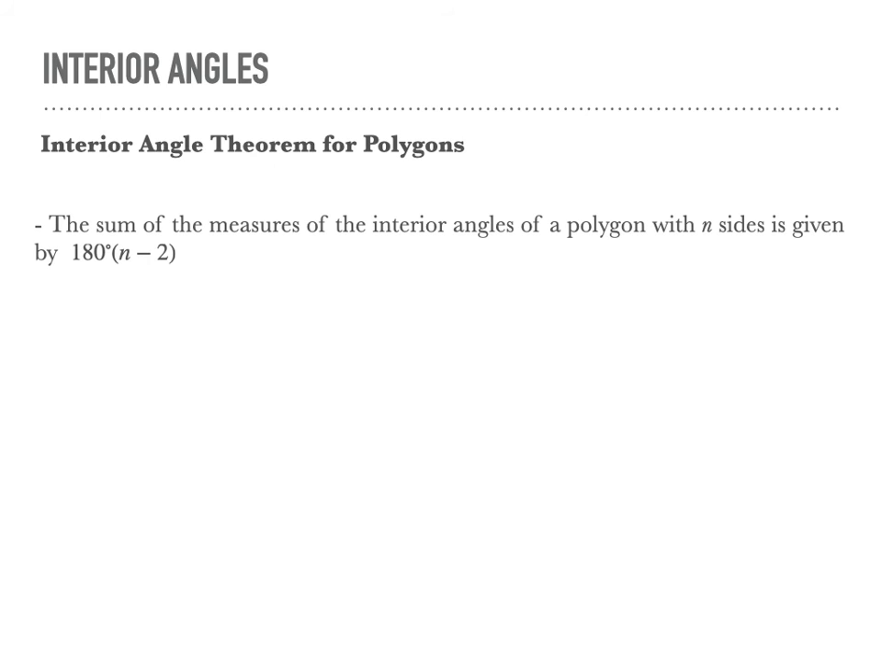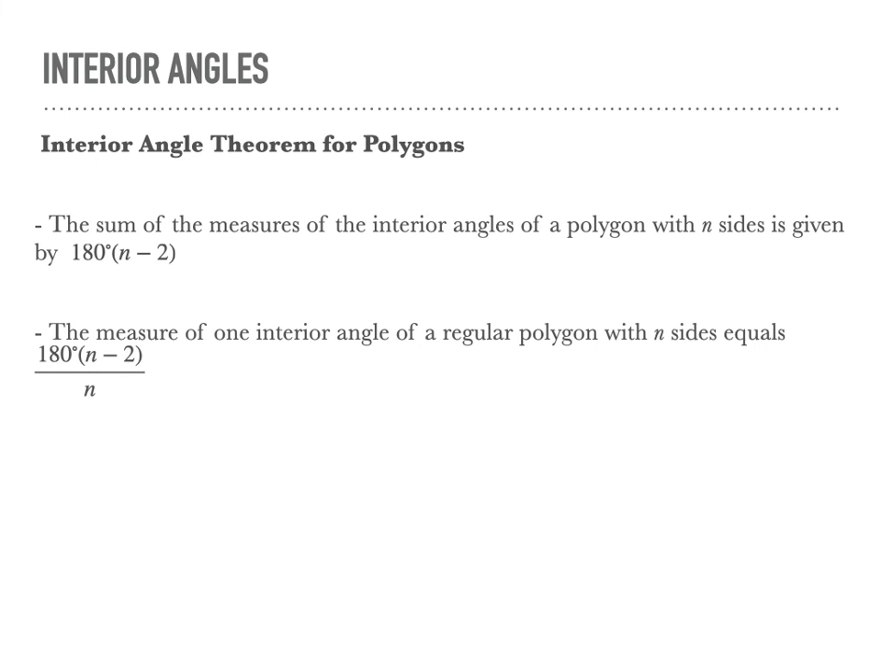Well, the sum of the measures of the interior angles of a polygon with n sides is given by 180 degrees times n minus 2, where n is the number of sides. Now, the measure of one interior angle of a regular polygon with n sides is equivalent to 180 degrees times n minus 2, divided by n.